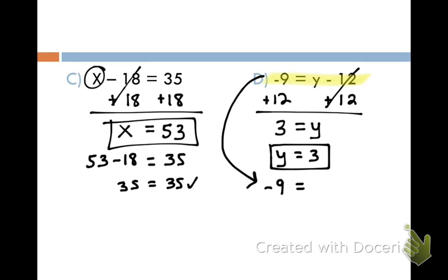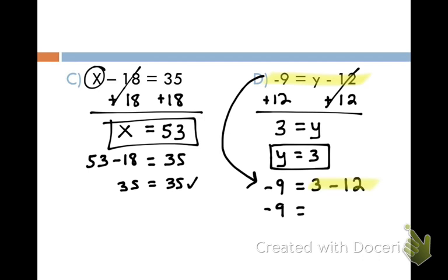Okay, the original problem says -9 equals y minus 12. But Alex, what can we get rid of and replace in that right there? Because we discovered what the y is. 3. Okay, so let's get rid of the y, and instead of the y, what will we put? A 3. Okay, so now bring this down. Bring down your equal sign. Bring down your -9. Now we've got to work this out.